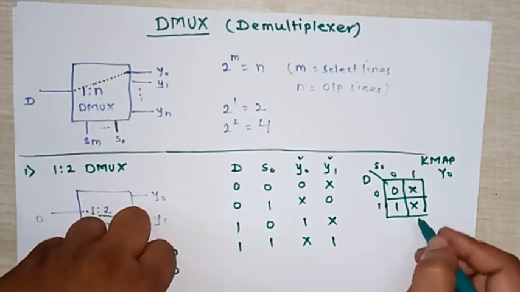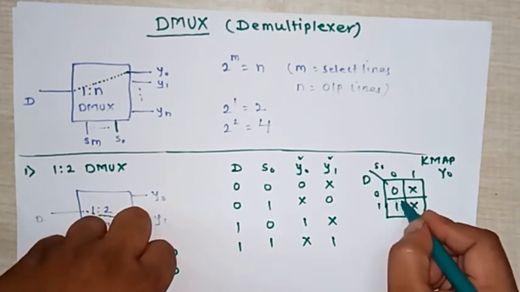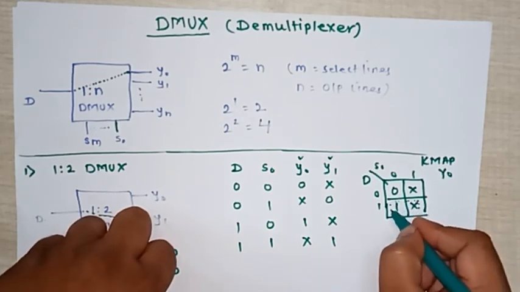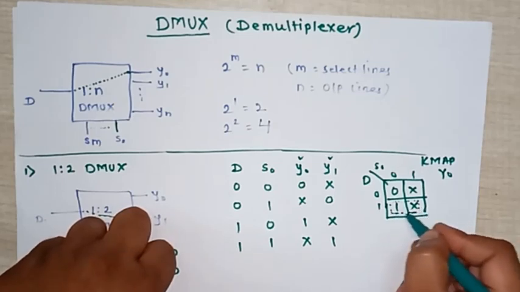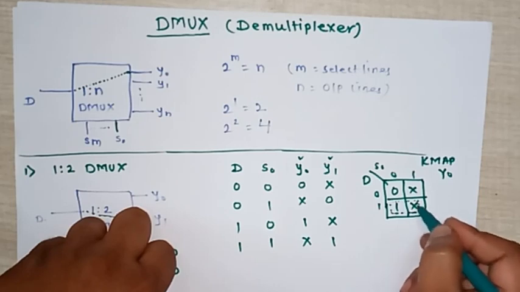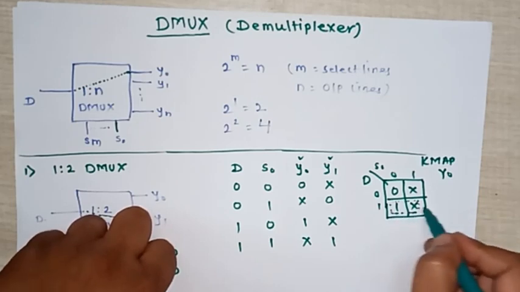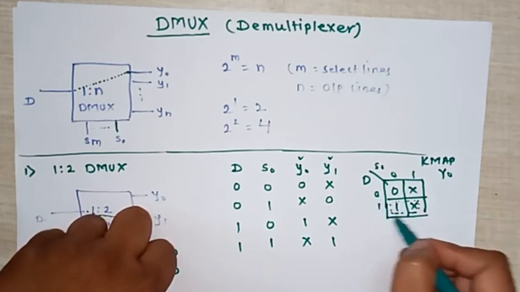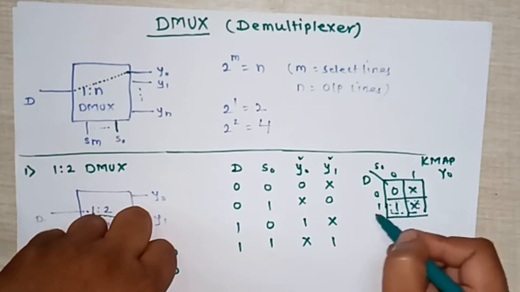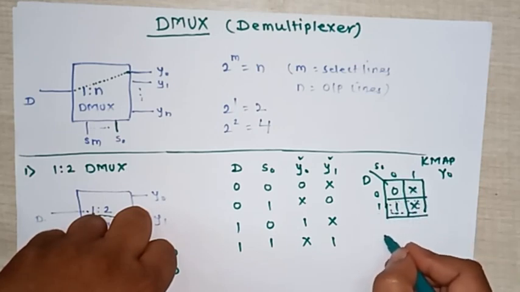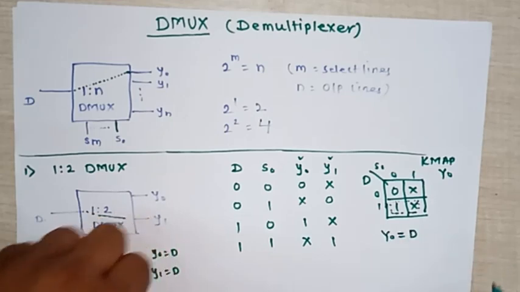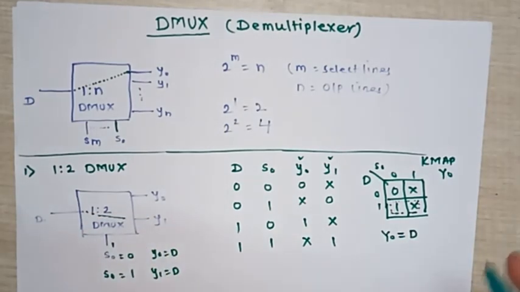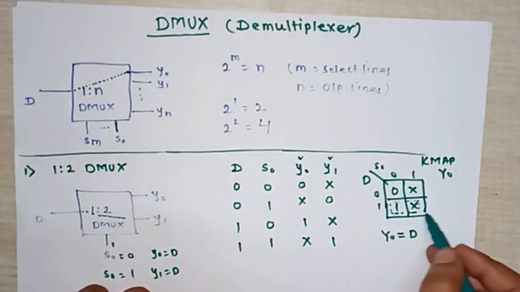Now we have to perform the pairing. Here the don't care value will be considered as a 1, so the pairing is formed. What is the equation for the pairing? The column value is D, there is nothing common between the columns, and the row value is D. So the equation for Y0 is equal to D. There is nothing common here.